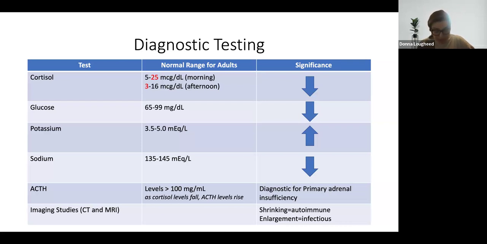And then imaging studies. So they only use imaging studies if they want to assess for changes in the size and the morphology of the adrenal gland. So they're looking to see if it is a primary and how much of the adrenal gland has been damaged by the autoimmune disease. So shrinking, again, would be autoimmune. Enlargement of that gland would tell you that it's an infectious process.